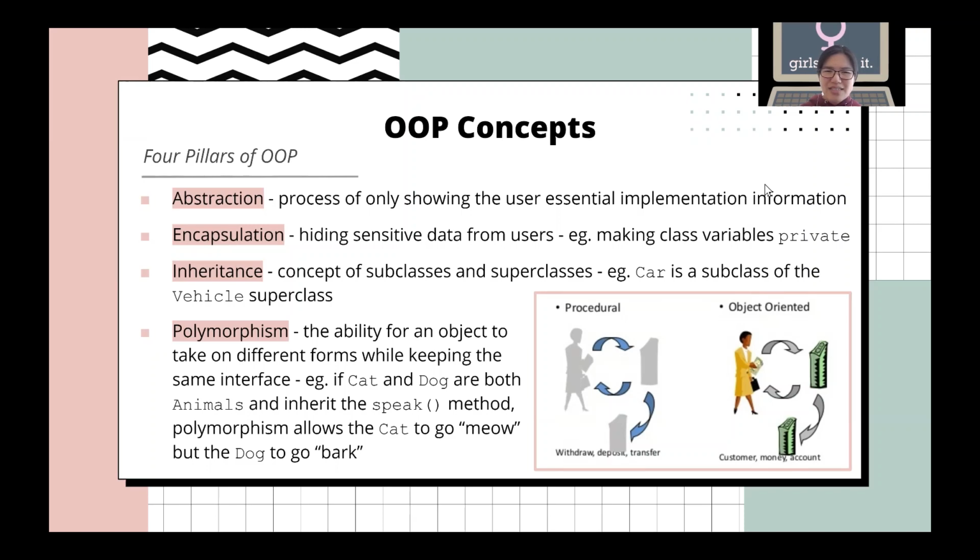And inheritance is basically subclasses and superclasses. So subclasses can inherit methods and data from superclasses and whatnot. And then finally, polymorphism is the ability for an object to take different forms. It's kind of like grouping different objects that have similar features together. So for example, a cat and a dog are both types of animals, and they can both make noises, right? Except a cat can meow, but a dog can bark.